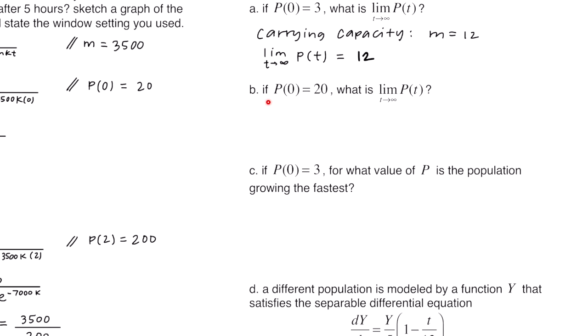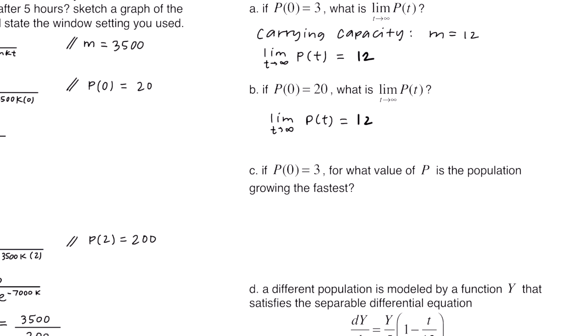For part B, it says if p of 0 equals 20, what is the limit as t goes to infinity of p of t? And if you remember the definition on the front, it says regardless of the initial condition, the limit as t goes to infinity of the function will always be the carrying capacity, so it's still equal to 12.